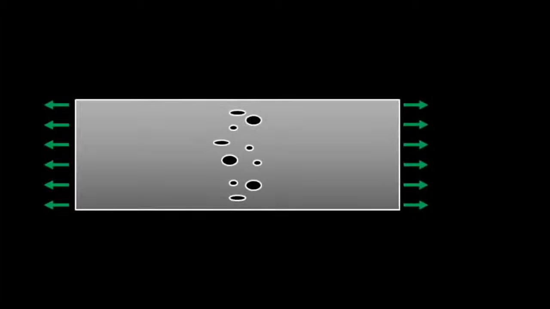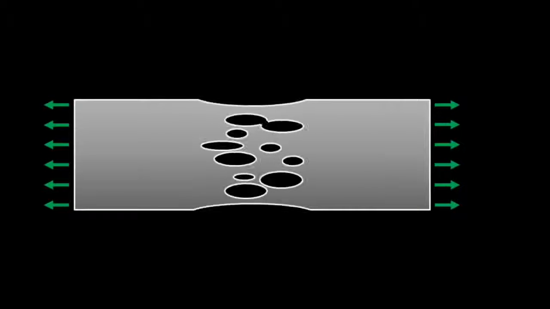That every block of metal has tons of microscopic voids inside it? And that these microscopic voids actually play a crucial role in failure. When a metal is stretched or loaded, these voids start to grow and link together until the metal fails.